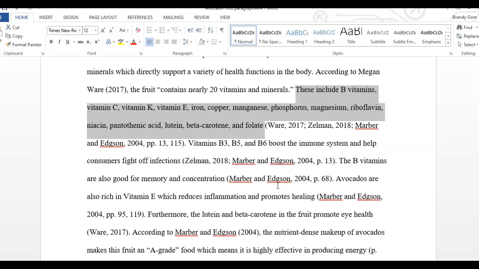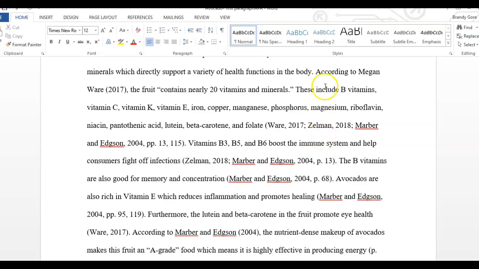In this case, each different source had a different list of vitamins and nutrients. So what happened here is that I combined all 3. There's no direct quoting here. It's including what other people were missing, so a nice little list. These include B vitamins, vitamin C, vitamin K, vitamin E, iron, copper, manganese, phosphorus, magnesium, riboflavin, niacin, pantothenic acid, lutein, beta-carotene, and folate, in no particular order. But because I pulled information from all 3 sources, I went ahead and showed that here.